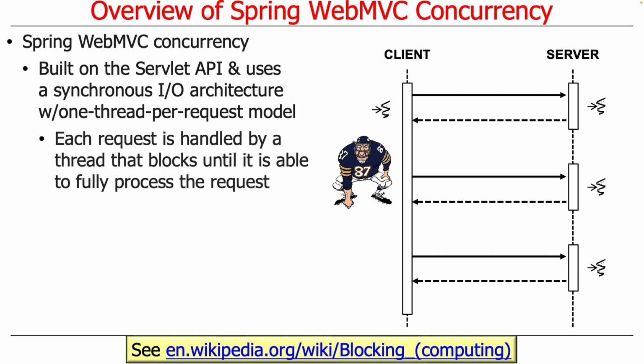So what does it mean to have a one thread per request model? What does it mean to block, and so on? What it means is that each request is handled by a thread on the server side that blocks until it's able to fully process the request.